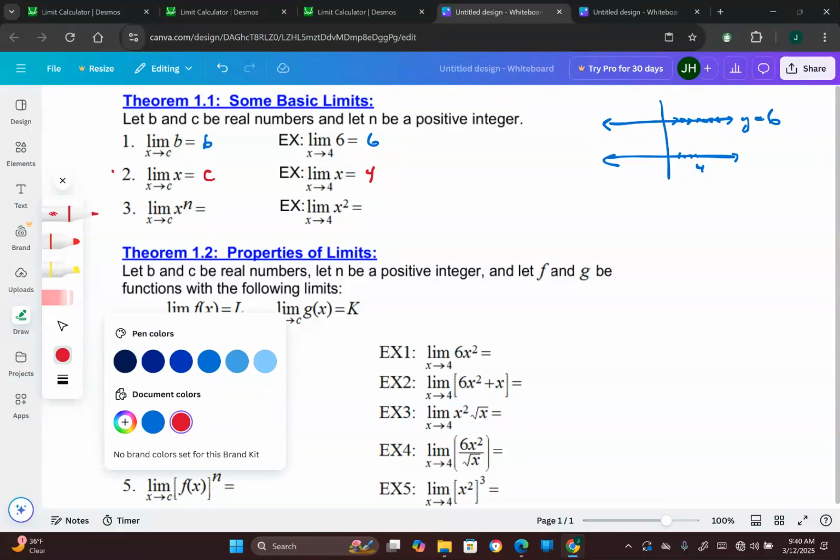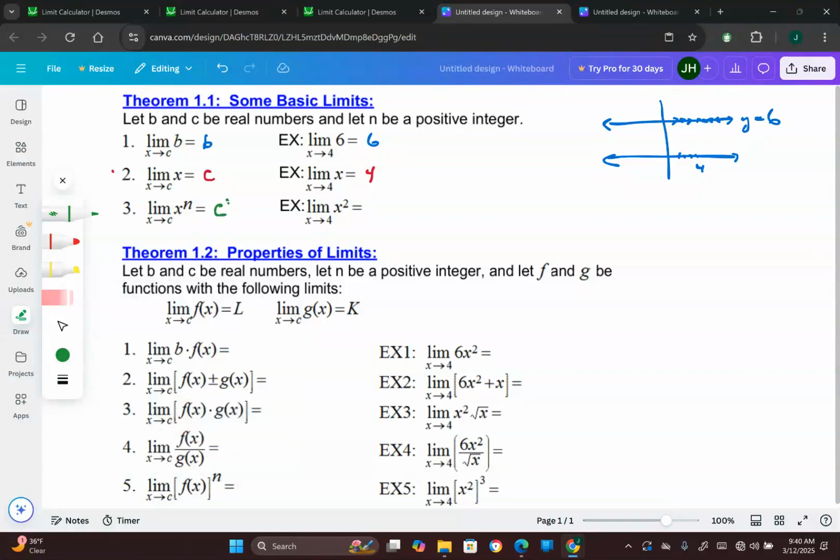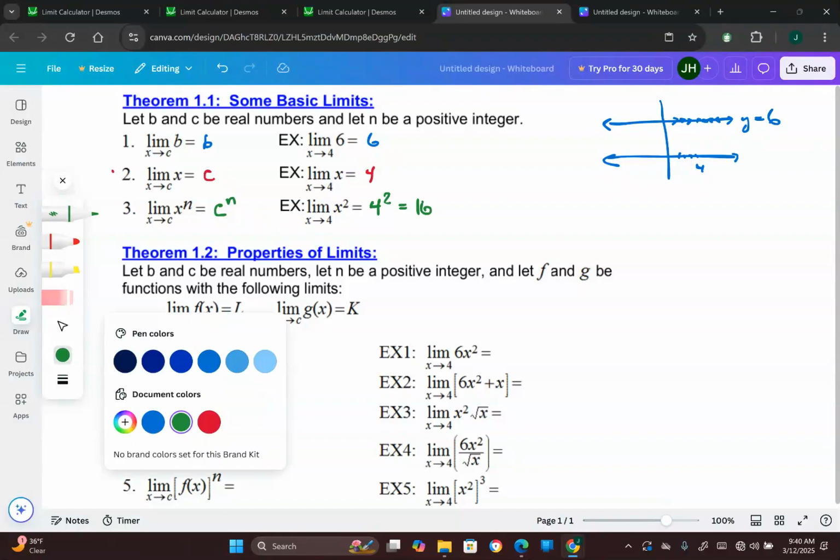Go down the line here. When you talk about the limit as x approaches c of x to the n, plug in the c. It would be c to the n because x to the n is a power function. Power functions are continuous everywhere. So you can just plug in the number. So what's the limit as x approaches 4 of x squared? You're going to plug in the 4. And so my limit there would be 16. So some limits aren't as hard as we make them out to be.